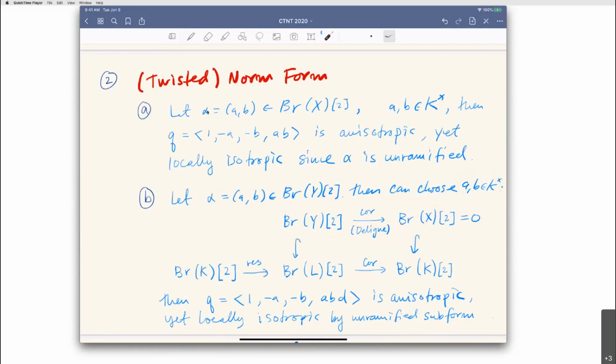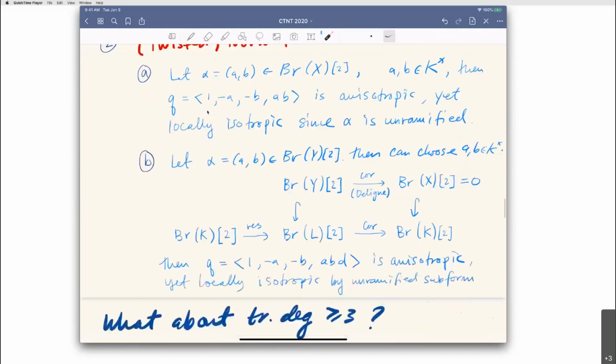And then we form this twisted norm form. It looks like the norm form of the quaternion algebra A, except it has this D thrown in. This is a quadratic form over the field K. And again, it's anisotropic for the same reason. If we go back up to the function field of Y, then it looks like a norm form, and this element is non-zero. And then it's again locally isotropic because it's not unramified now over K, but at least this part of it is unramified, and that's enough to deduce the local isotropy.